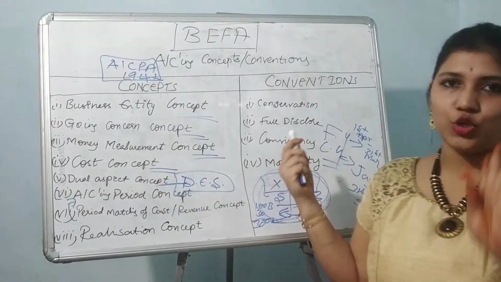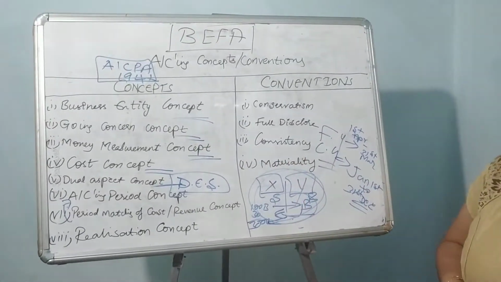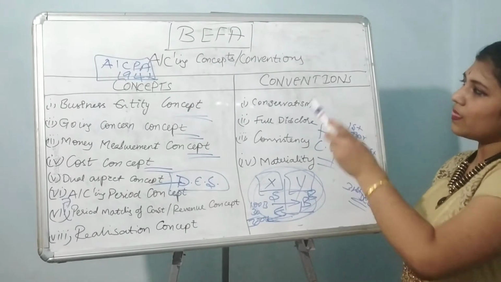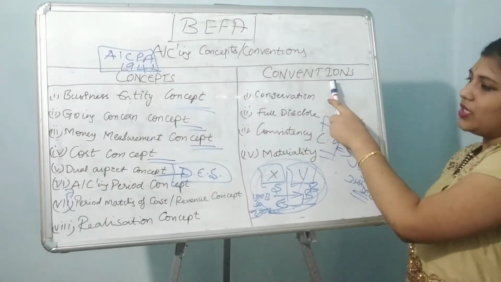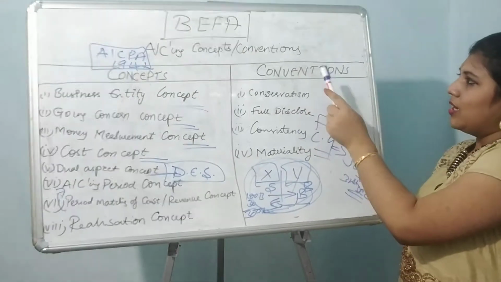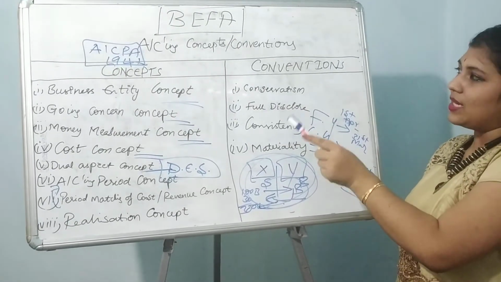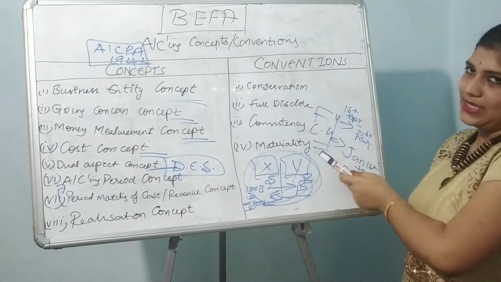Now we have 4 conventions which we are discussing. So that is convention of conservatism, convention of disclosure, convention of consistency, and convention of materiality.